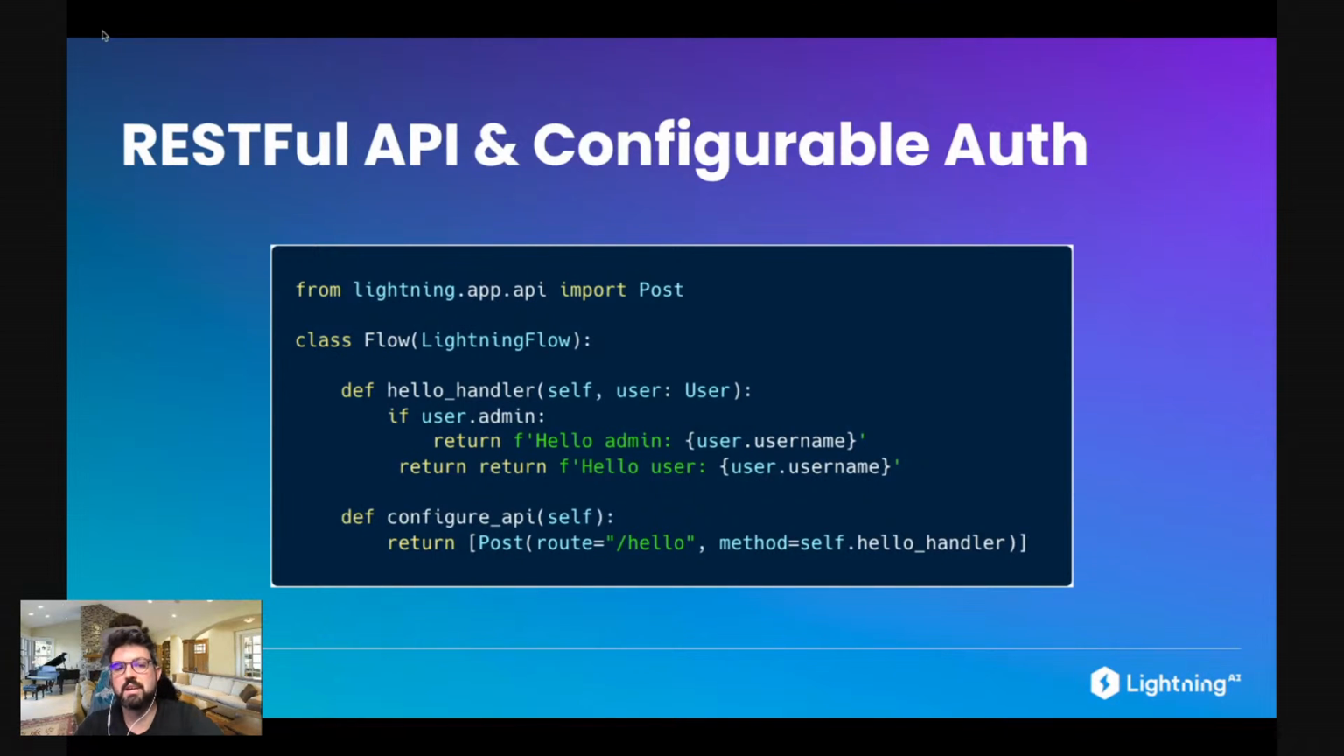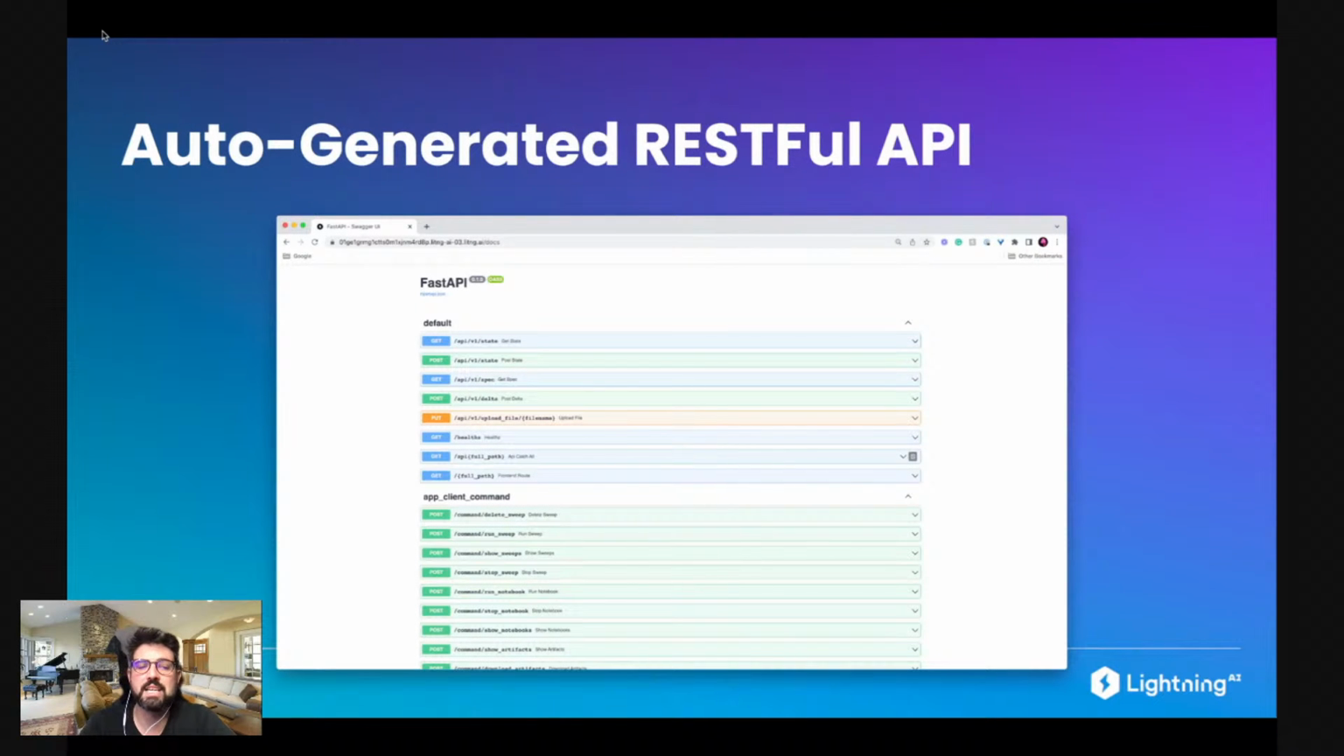What extra features do we provide? So we provide this kind of RESTful API and configurable authentication. So you can get the user object and actually get its username and some metadata about them. You get this auto-generated RESTful API, which also provides an OpenAPI JSON. So you can generate clients in several languages. You could generate a Python, a TypeScript, or even a Go client for your apps. So you can really orchestrate them from the outside and make them available to users.